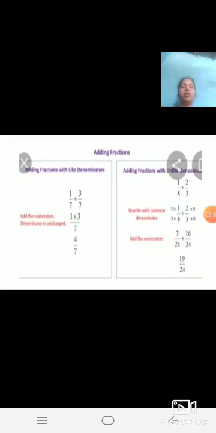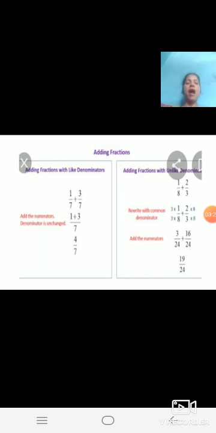See one example, adding fractions with like denominators. Example 1 by 7 plus 3 by 7. First add the numerators, 1 plus 3. The denominator is unchanged, so write the denominator as it is. 1 plus 3 is equal to 4, so 4 by 7 is the answer.